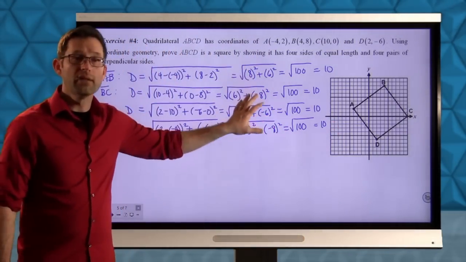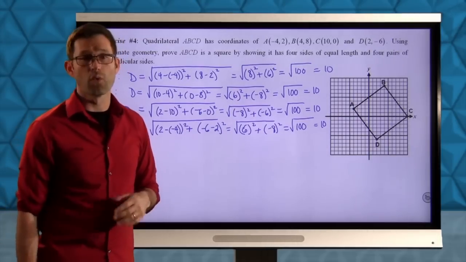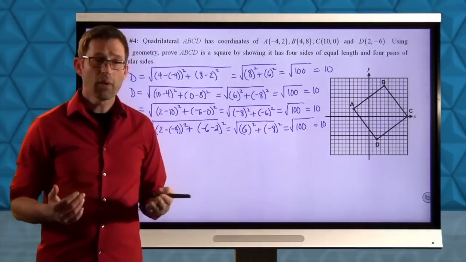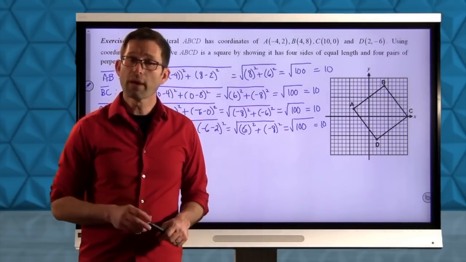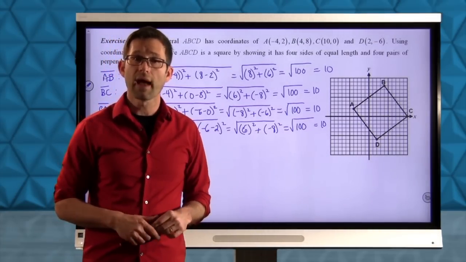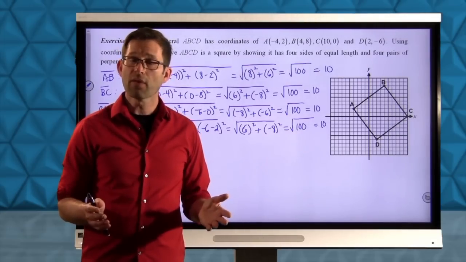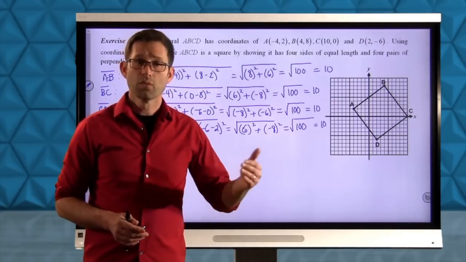Now, what we've really done in this part of the proof is we've shown that ABCD is a rhombus. Now what I need to do is also show that it's a rectangle. There are different ways to do that. One way is to calculate the lengths of the two diagonals, and if they're the same length, you're done. It's then a rectangle and a rhombus, which means it's a square.